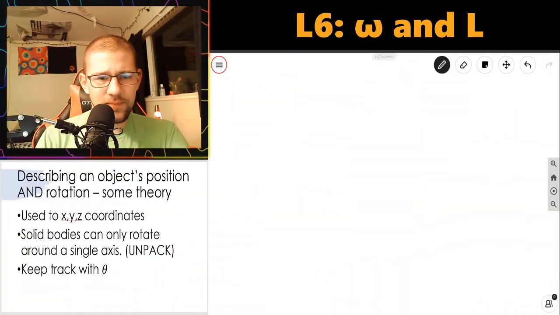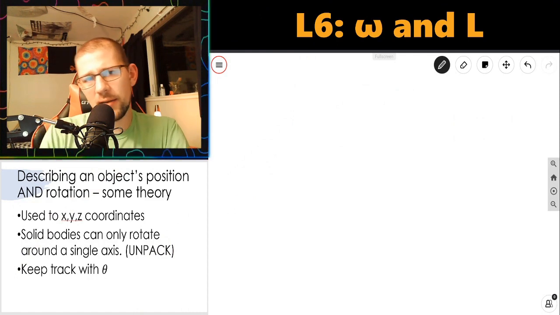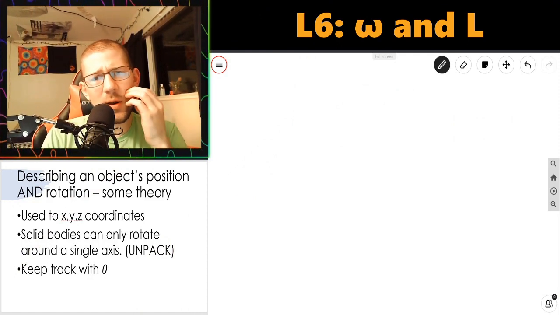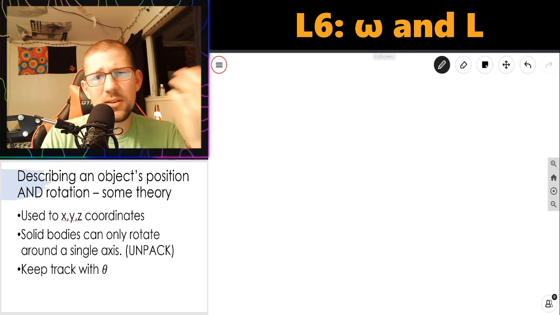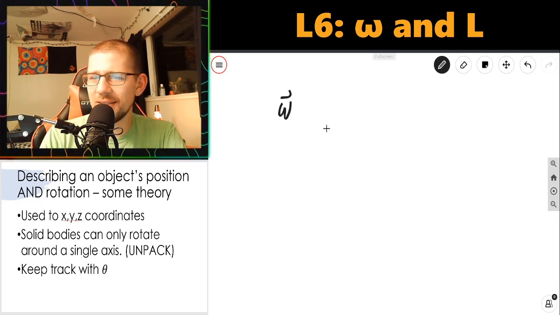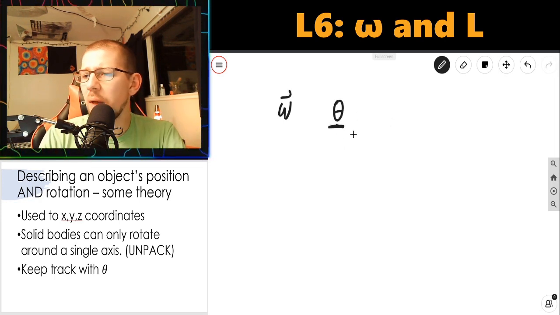All right. Before we can talk about angular velocity, we have to talk about the thing that angular velocity changes. We know that velocity changes the position of an object over time. Angular velocity causes changes in position. Sorry, not position. Angular velocity causes changes in angle. So theta.